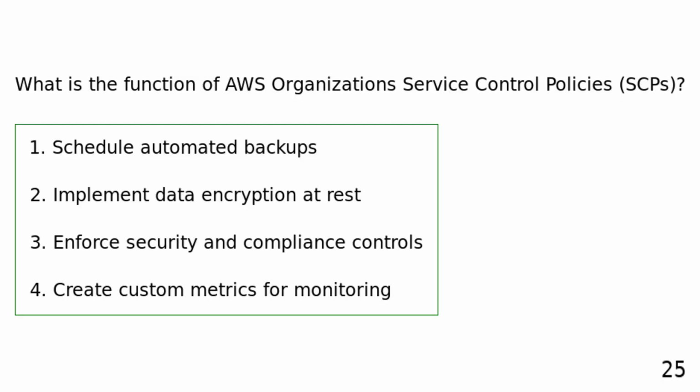What is the function of AWS Organizations Service Control Policies? Schedule automated backups. Implement data encryption at rest. Enforce security and compliance controls. Create custom metrics for monitoring.